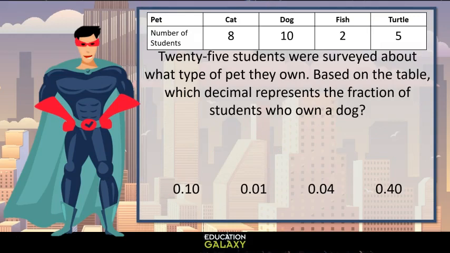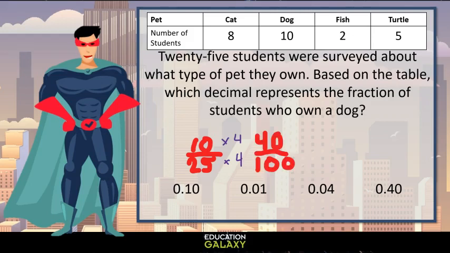Let's try this last one. 25 students were surveyed about what type of pet they own. Based on the table, which decimal represents the fraction of students who own a dog? Well, 10 out of the 25 total students chose dog, so there's our fraction, 10/25. We can divide 10 by 25 to get our decimal. That would work. Or I have another idea. If I multiply numerator and denominator by 4, I would get 40/100, and I can write 40 hundredths as a decimal. Bam! There's our answer.